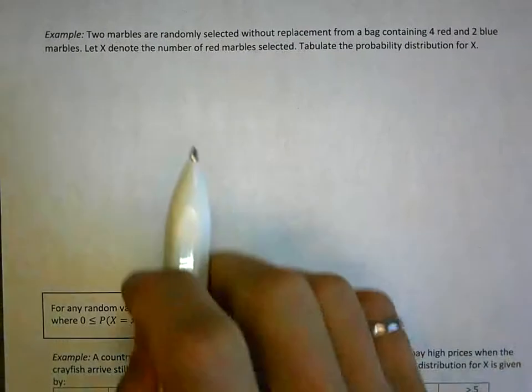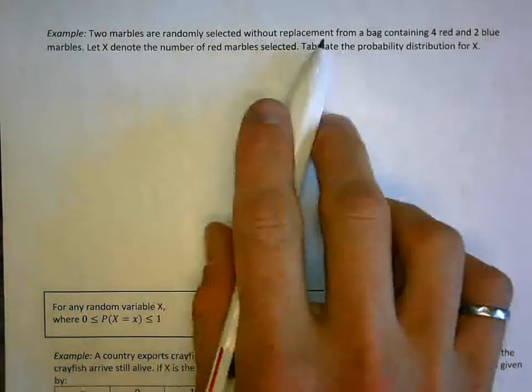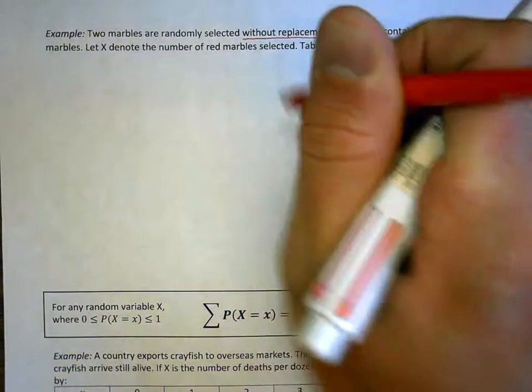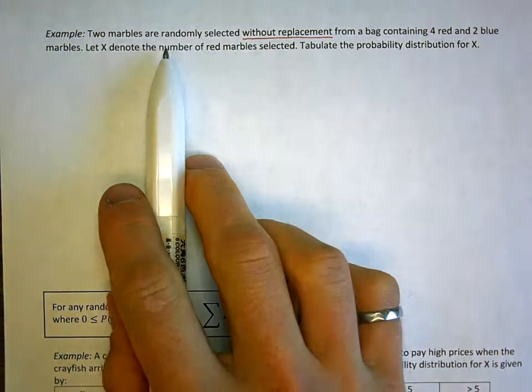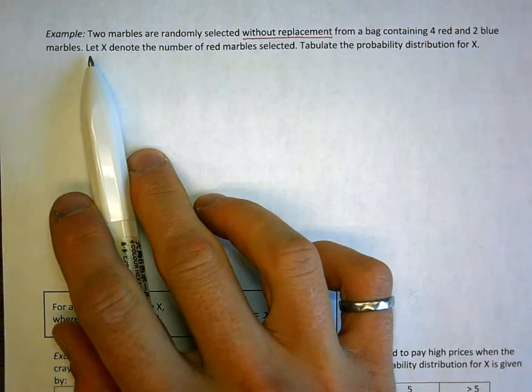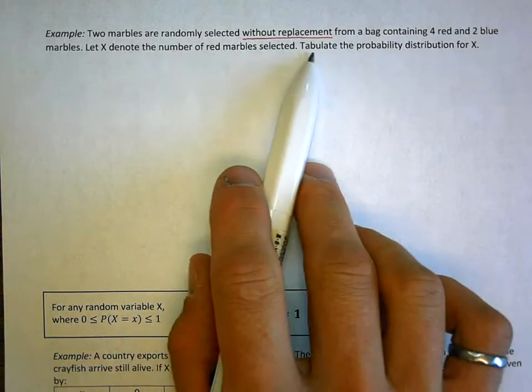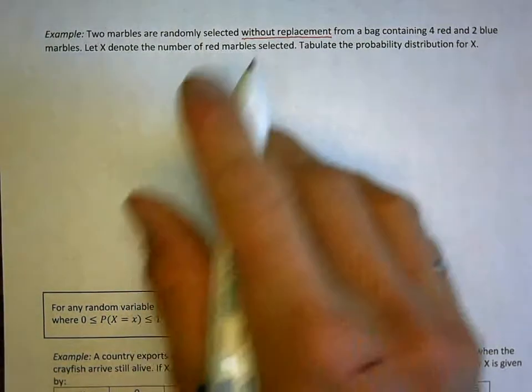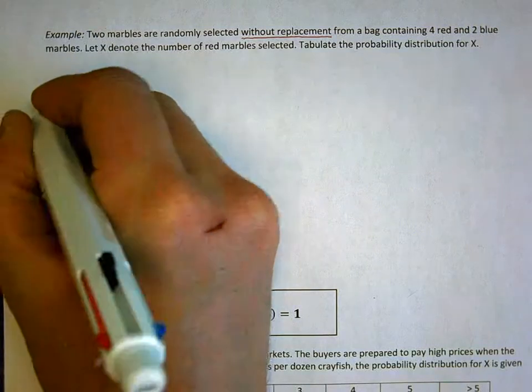Okay, 2 marbles are randomly selected without replacement. Oh, I remember this, right? This sounds familiar already. Great, probability. 2 random marbles are selected without replacement from a bag containing 4 red and 2 blue marbles. Let x denote the number of red marbles selected. Tabulate the probability distribution of x. So, I know questions like this. This is a tree diagram.